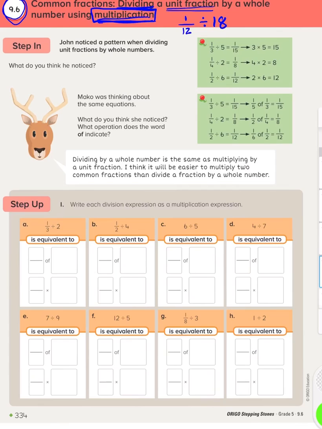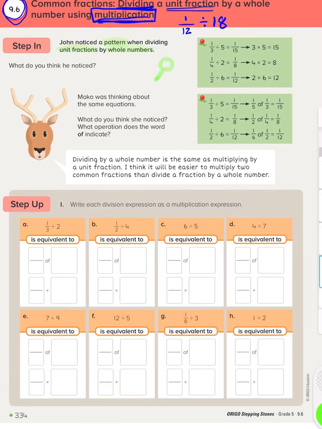So it says John noticed a pattern when dividing unit fractions by whole numbers. So he's dividing unit fractions by whole numbers using the pictures, but he found this pattern. Okay, so we're going to be detectives. We're going to look for this pattern that he found. Okay, what do you think you notice?